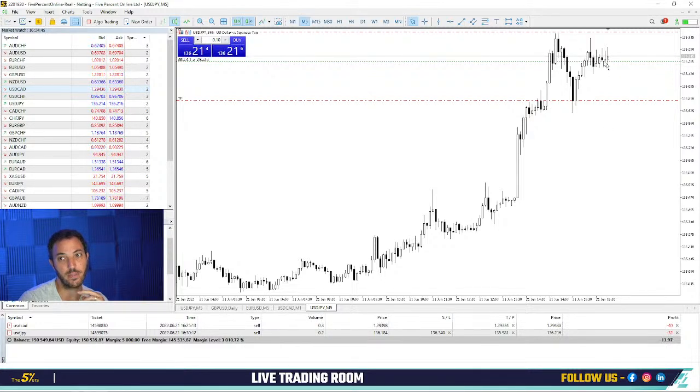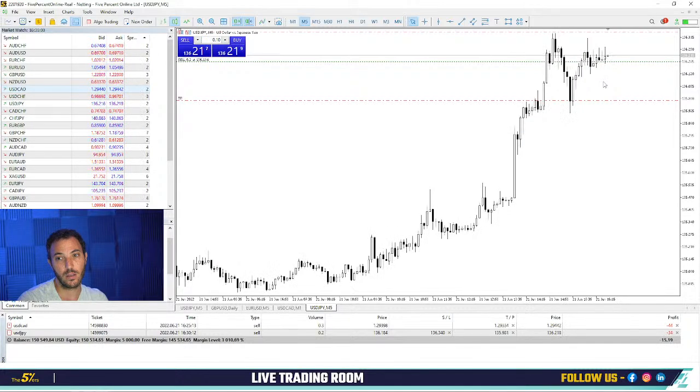And here, kind of the same. We have a lot of pressure on the top side, but there's just no follow through to the downside. So I have predefined risk, which is the most important. I'm just kind of surprised there's no follow through to the downside here.